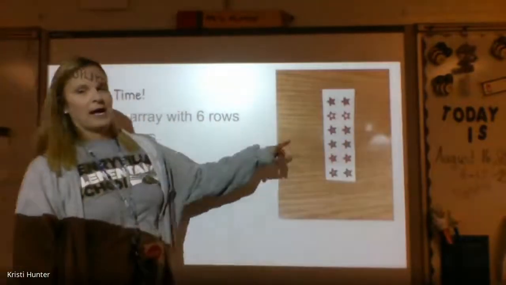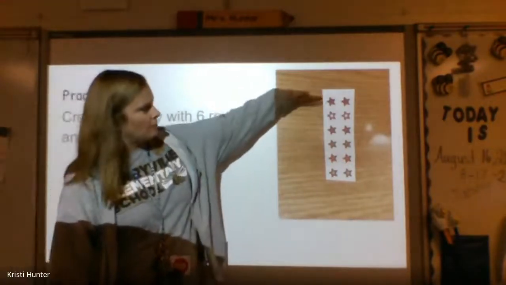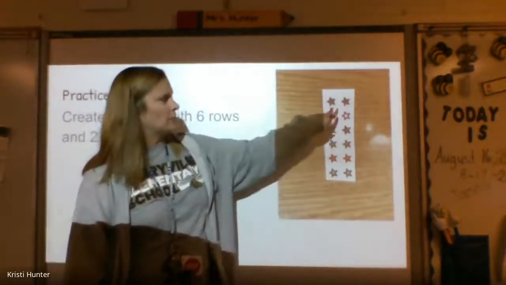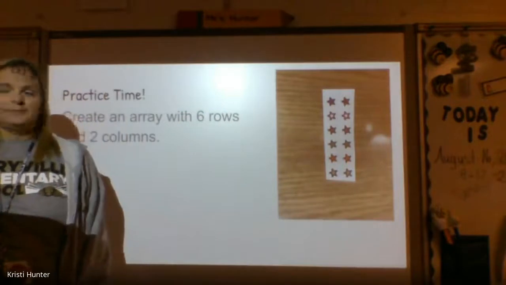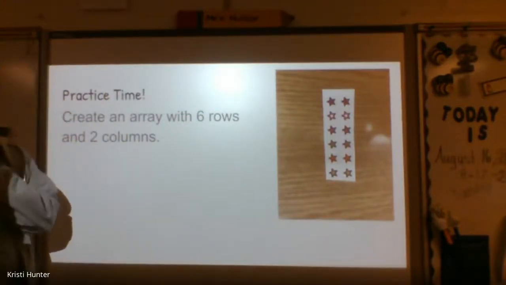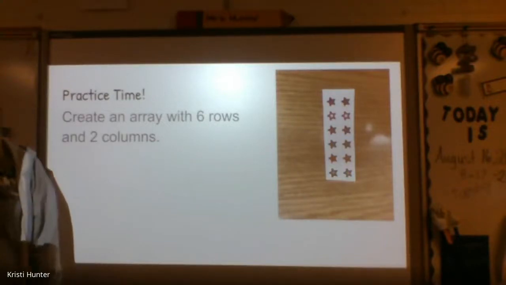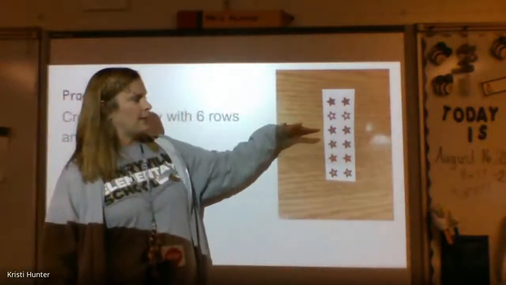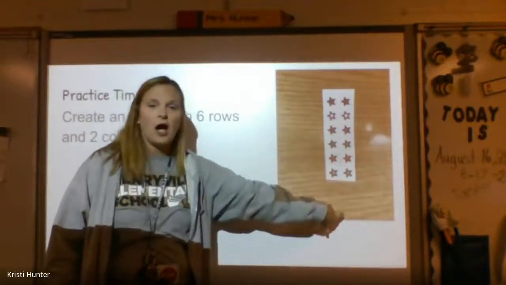And here's mine. I have stickers. I have 6 rows. 1, 2, 3, 4, 5, 6. And only 2 stickers go in each row. Go ahead and create your array. 6 rows and 2 in each row. So you've got your 2 columns going down.